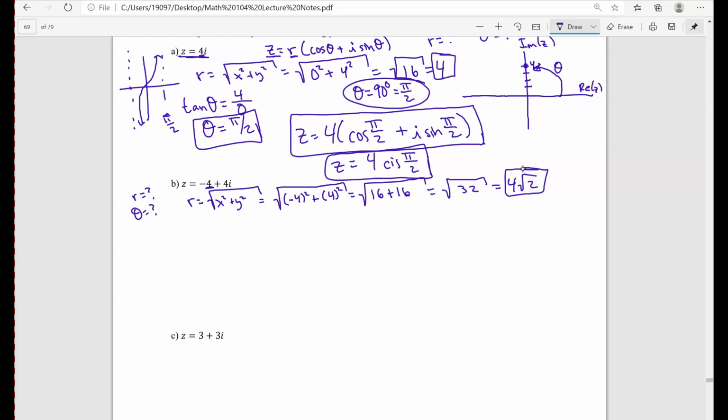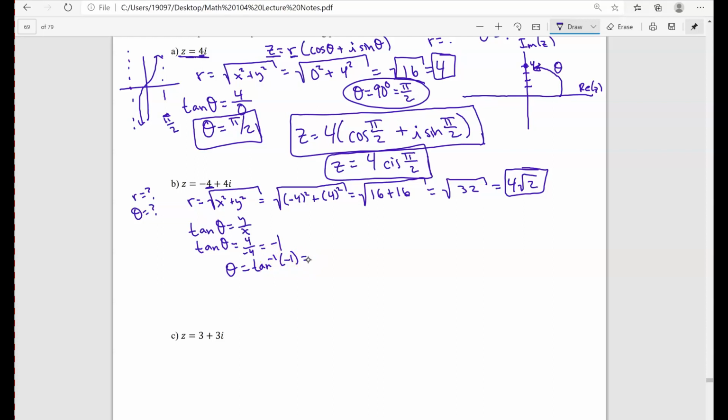Now we need to figure out what theta is. Let's use tangent of theta equals y over x. Y in this case is 4 divided by negative 4, which gives me negative 1. So we're going to take the inverse tangent of negative 1. Let's make this one into degrees.